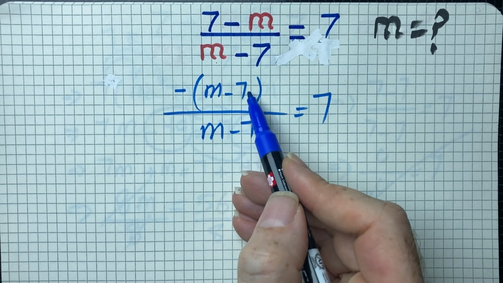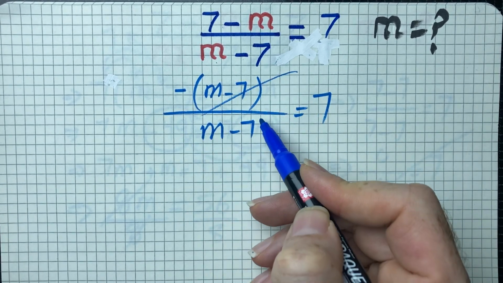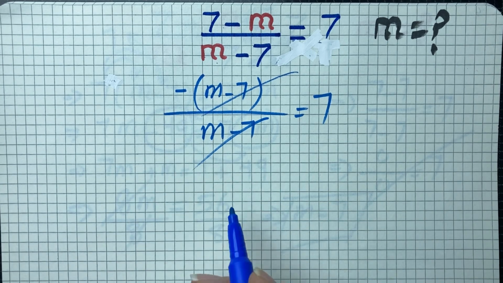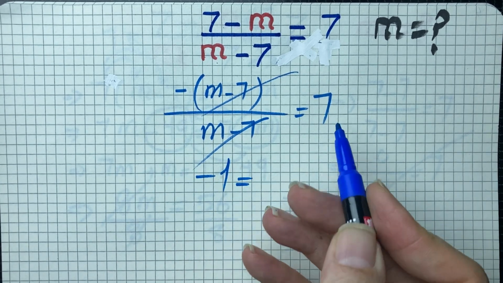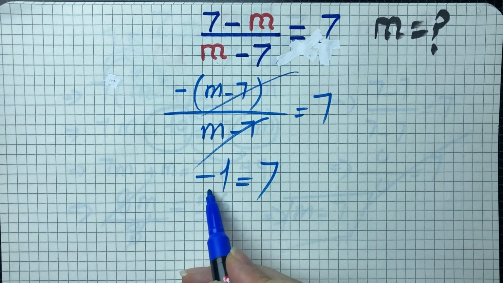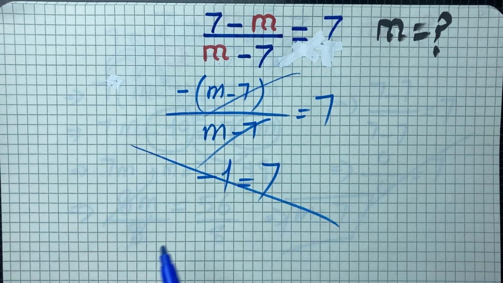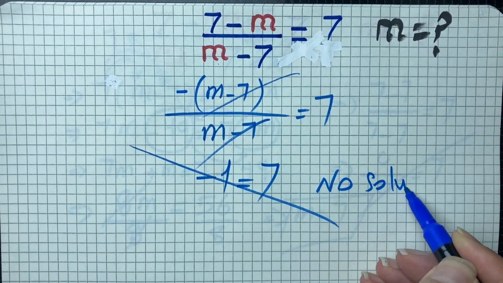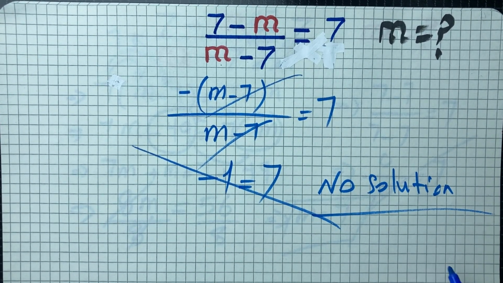What do we have? m minus 7, and this m minus 7 can be cancelled off. So on the left hand side we have negative 1, on the right hand side 7. Negative 1 equals 7? No. So there is no solution for this question.